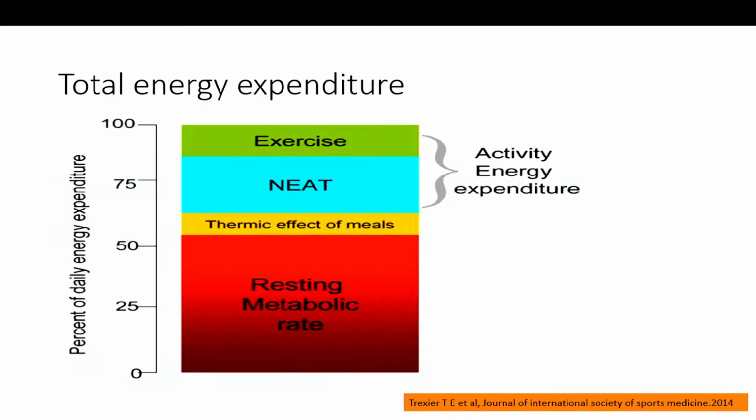Now this slide shows that of total energy expenditure out of 100%, 50 to 60% is the resting basal metabolic rate, which is kind of steady. We can't do much about it, and so do the thermic effects of meals. However, exercise and non-exercise activity thermogenesis constitute 20 to 30% of the calorie expenditure. So this is the area where we need to target.